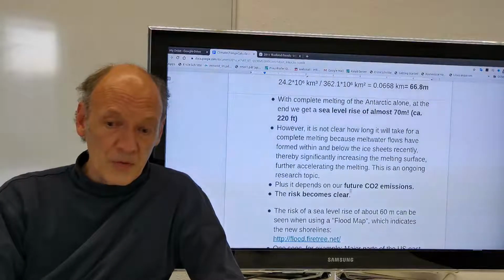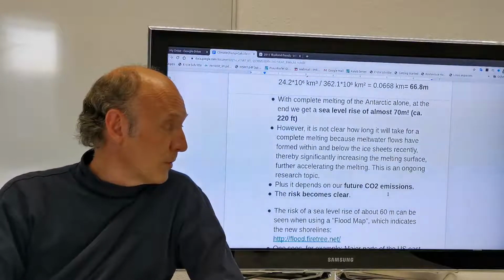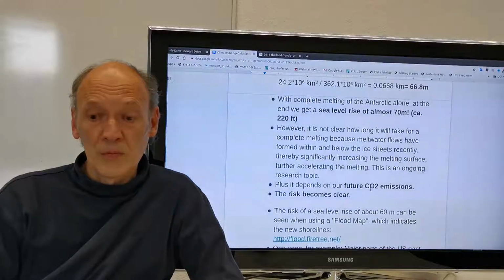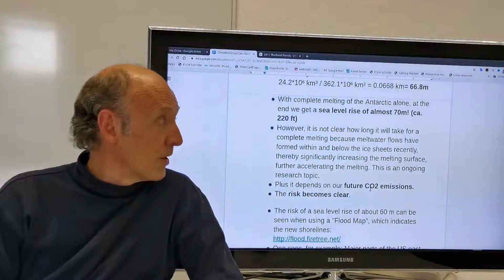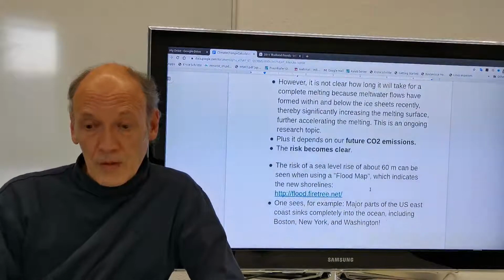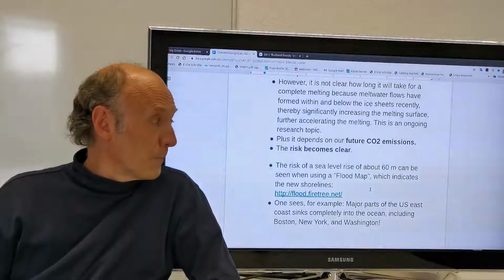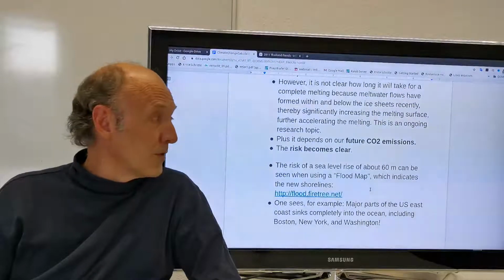So it all depends on our future CO2 emissions, right? If we just continue as we do, we have a rapid rise in CO2 emissions, and that will lead to a rapid rise in sea levels and accordingly faster melting of Antarctica. Yeah, so it's kind of like a game of Russian roulette. Do we continue as we do and risk it, or do we take safety measures?